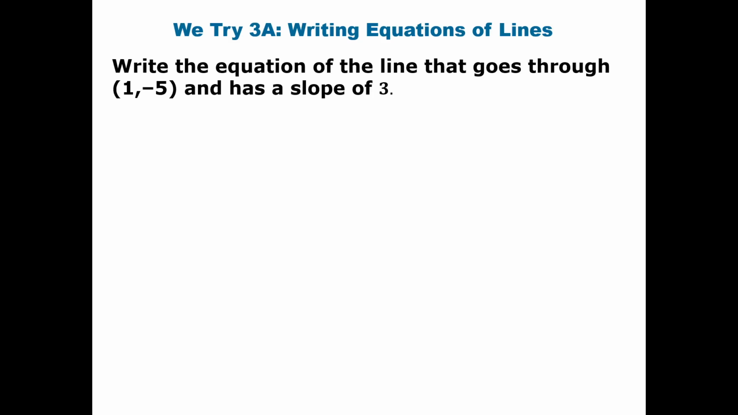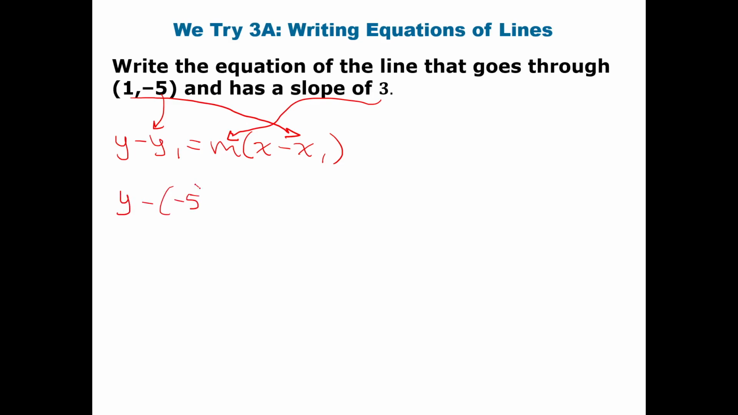So write the equation of the line that goes through (1, -5) and has a slope of 3. So if you want to remember the point-slope formula, it's y minus y1 is equal to m times x minus x1. So what we would do is we would plug in 3 for my m, negative 5 for my y1, and 1 for my x1. So y minus negative 5 is equal to 3 times x minus 1. Negative times a negative is a positive, so I'll get y plus 5.